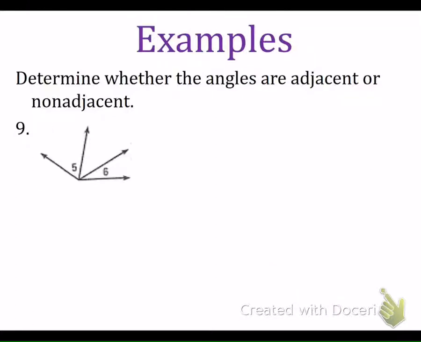Number 9. These are non-adjacent. They might look adjacent, but they're not because they have a shared vertex, but there's no side that's in both. Like angle 5 has this ray as a side, angle 6 has it's not the same ray. So, non-adjacent. Any questions? We are not done.